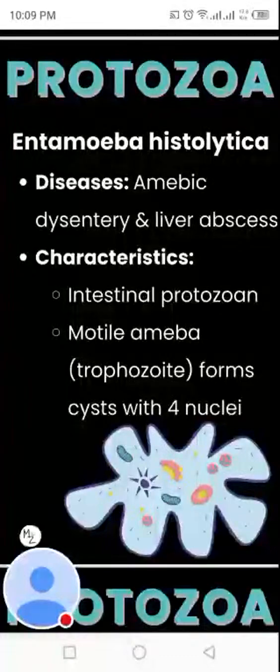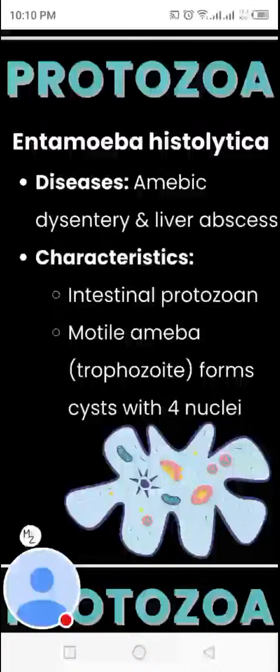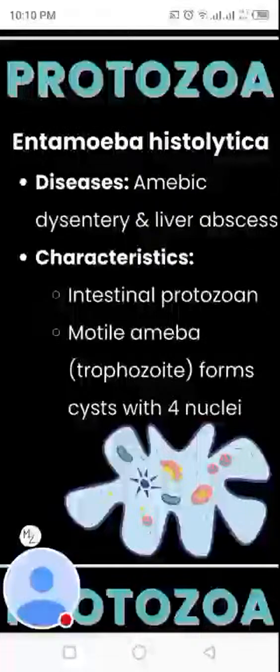Entamoeba histolytica has two words in it. The first one is Entamoeba, that's its genus name. And the second one is histolytica, that's its species name. And as I mentioned in my recent session, the genus name starts with a capital letter, and the species name always starts with a small letter. In this case, that's histolytica, so it starts with a small h.